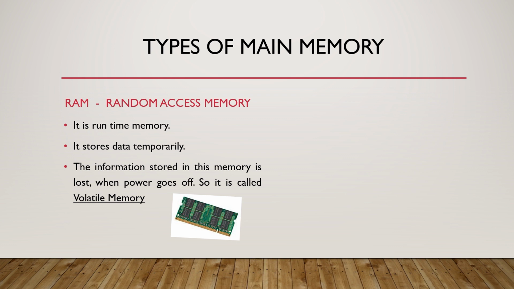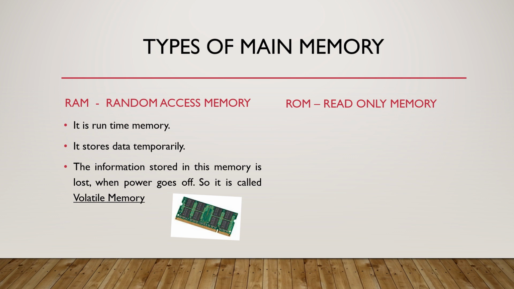So RAM is called what? Volatile memory. Why is it called volatile memory? Because the information stored in the RAM is lost when the power goes off. So we call the RAM volatile memory.